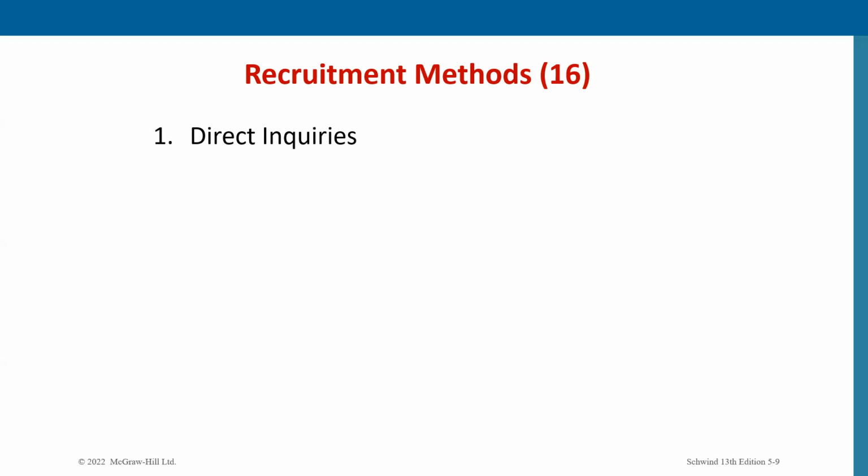Now, walk-ins means those people who arrive at your company and submit their resumes or come and talk to you in person. So they're called walk-ins. However, there are some people who send their resumes and express their willingness or interest in this position, and they're called write-ins. Both are under the umbrella of direct inquiries. Number two, we have employee referral, a very common program.